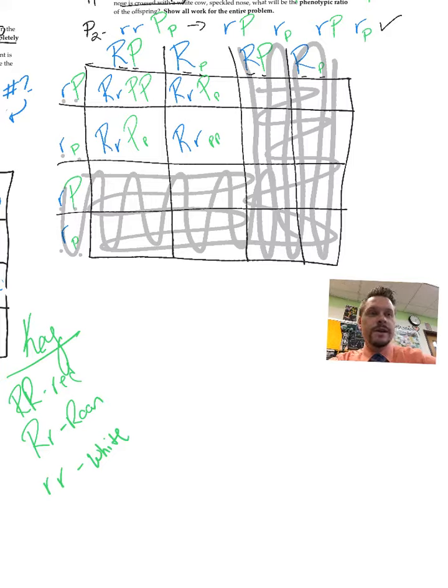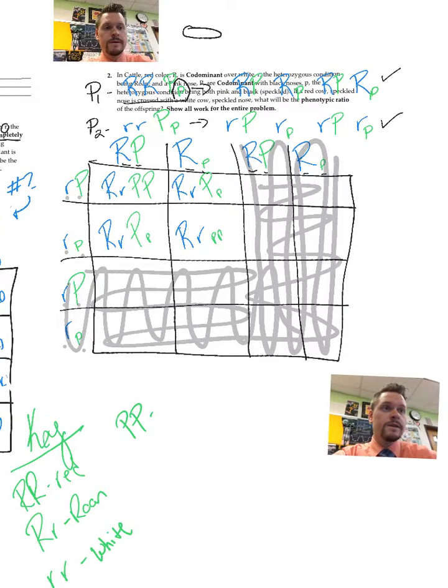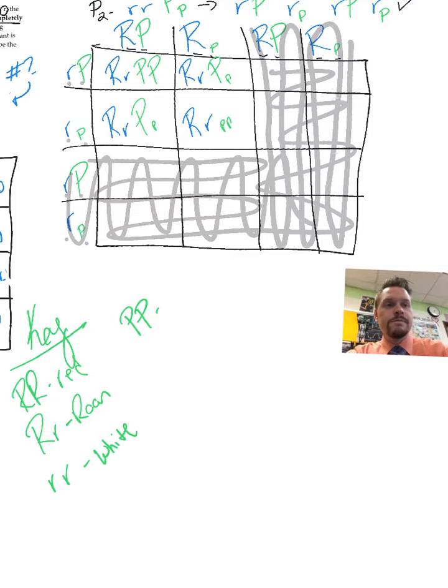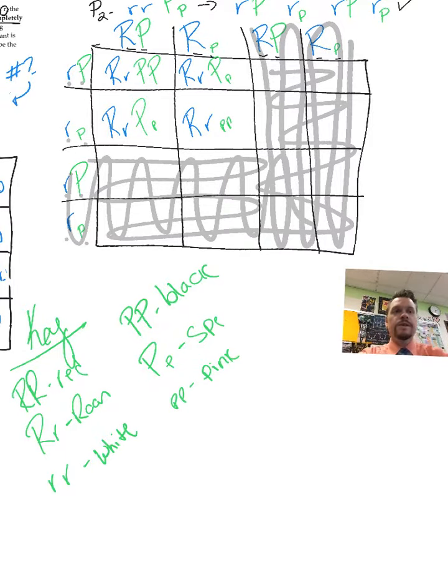Our other side, we have big P, that is, sorry, I forgot, is that pink? Black nose, and then we have big P, that's our speck. And then we have little p, which is our pink nose. So those are the different ones. So then go through with your highlighter, identify the different pieces.